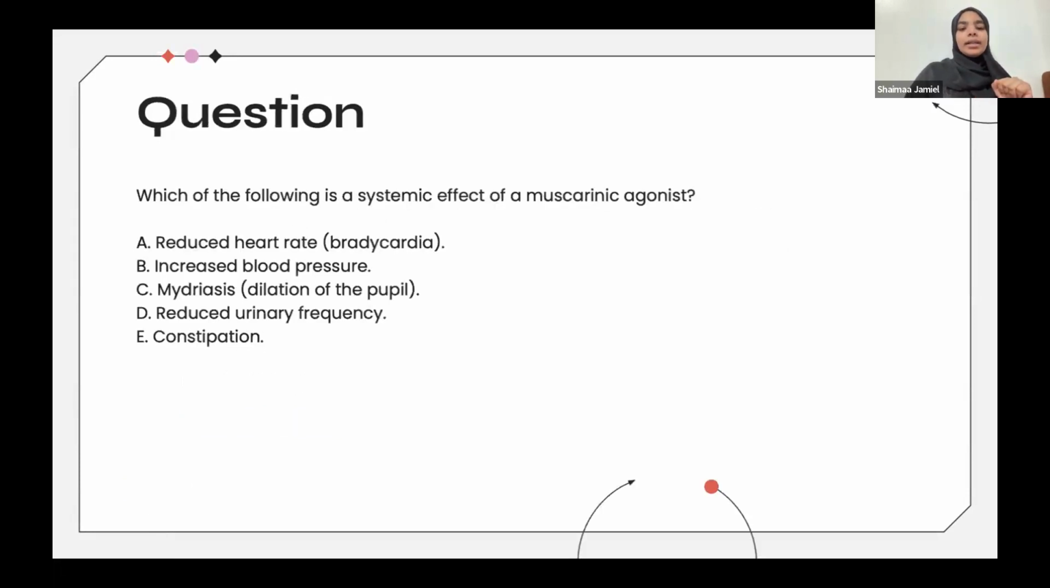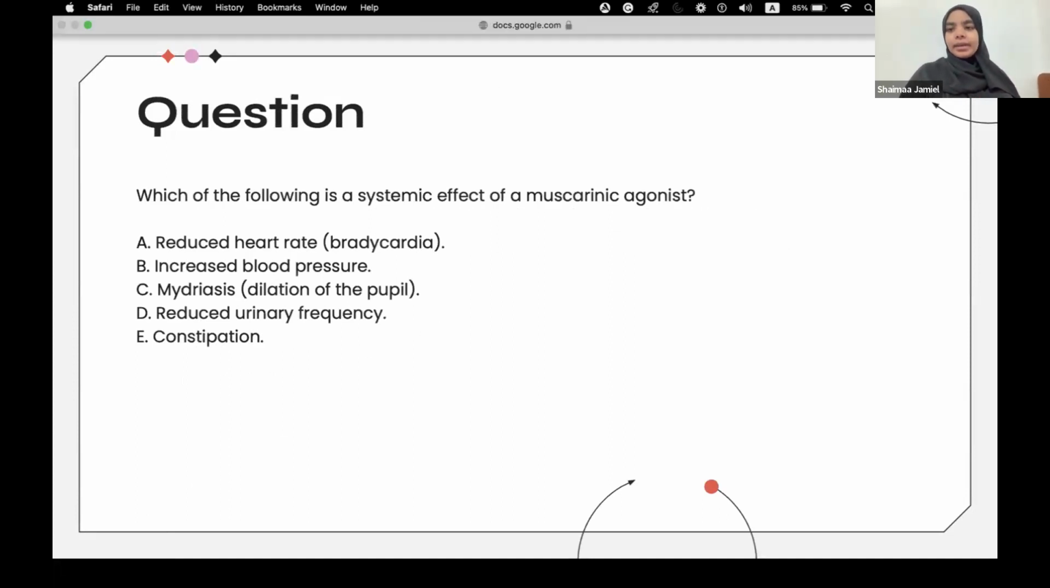Okay. So yeah, I think this is Momo's part. Oh yeah, okay. So I think we're still continuing on the autonomic nervous system part. Which of the following is a systemic effect of a muscarinic agonist? I know Shamiaa explained a lot in a few slides, and she did a very good job because I wanted to explain the same way. But yeah. Okay, so what's a muscarinic agonist? Someone said A.